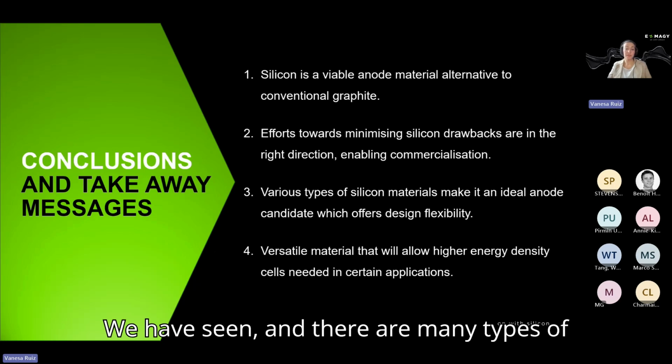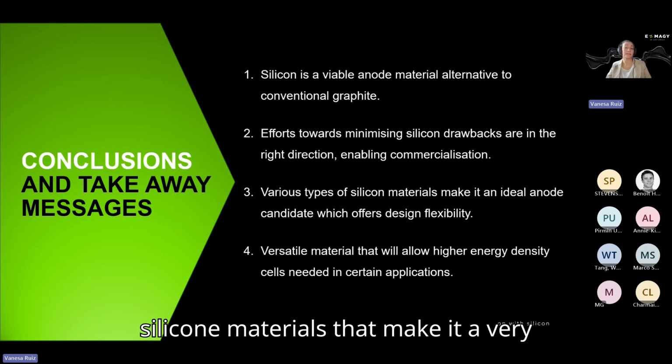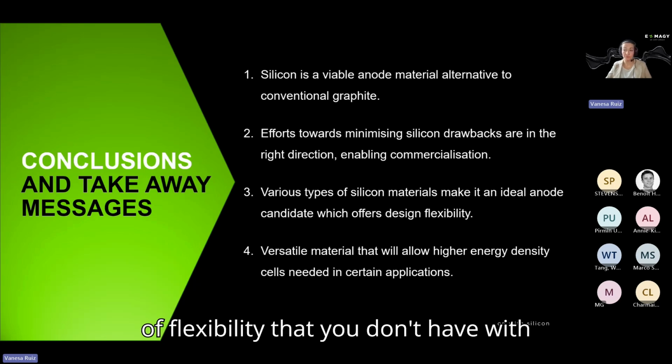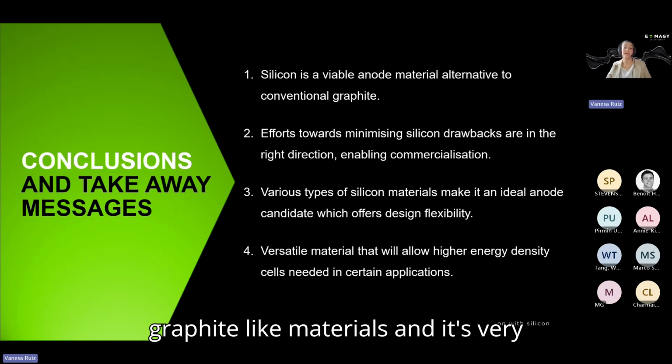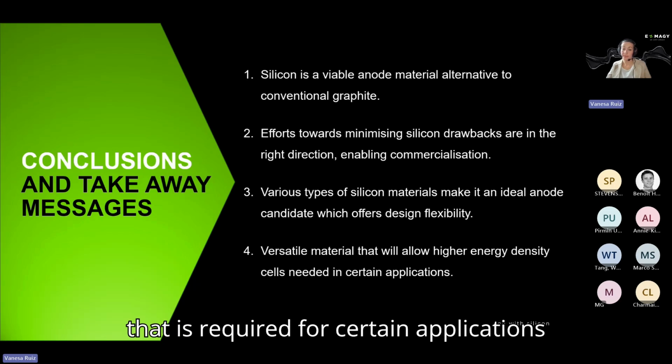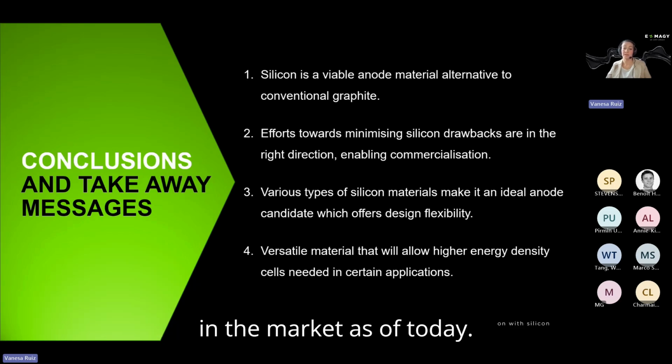We have seen that there are many types of silicon materials that make it a very ideal anode candidate, because it offers a lot of flexibility that you don't have with graphite-like materials, and it's very versatile. It will allow the energy density that is required for certain applications in the market as of today.